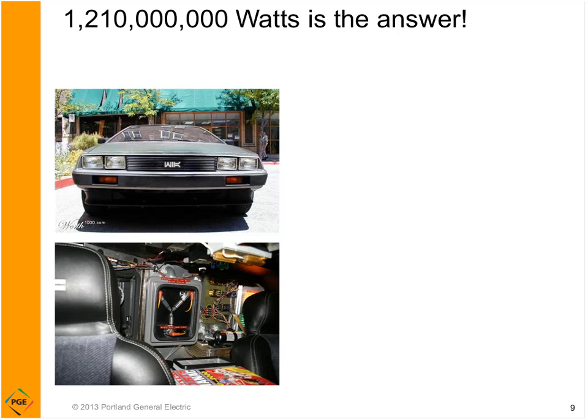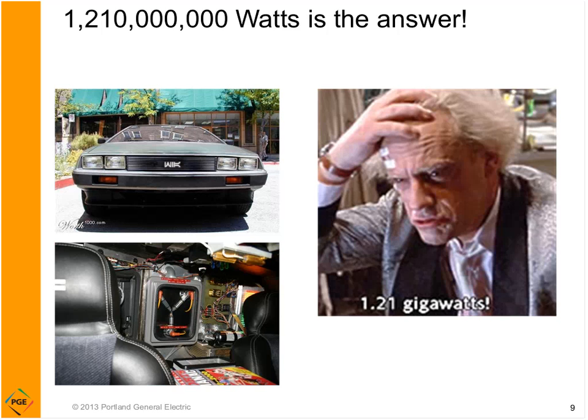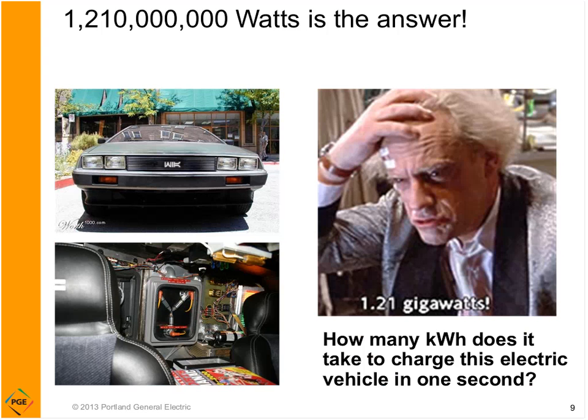Of course, my next hint would be this particular piece of equipment. And of course, it was the question that Doc Brown asked in Back to the Future of where in the heck am I going to get 1.21 gigawatts, which is the amount on the label for this time machine DeLorean, you'd see the wattage on there would be 1,210 million watts. The question now is, what would it cost? How much energy would it use? How many kWh does it take to charge this electric vehicle in 1 second?